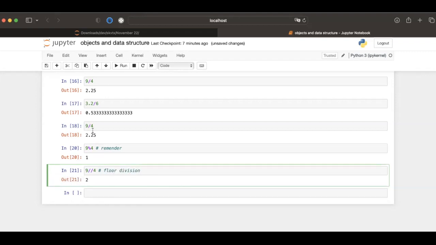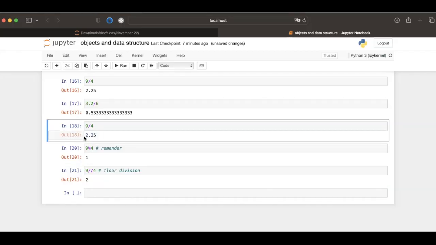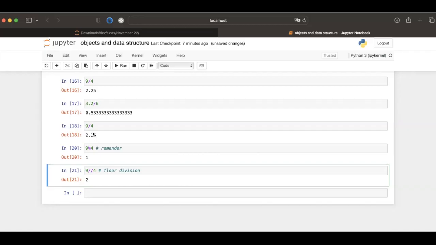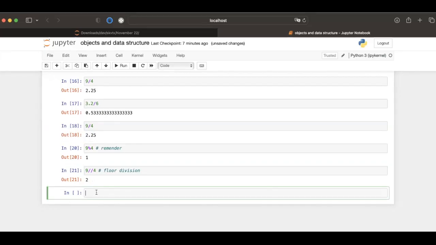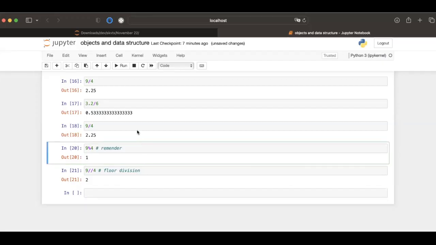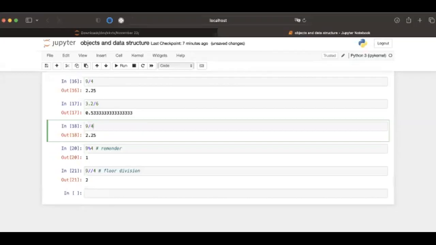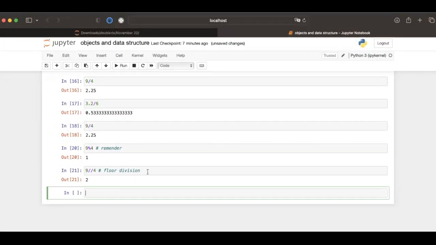If you divide, you will get 2.25, and if you take the floor value of 2.25, you will get 2. And if you take the ceil value of 2.25, you'll get 3. So these are the very basic things about numbers and arithmetic in the notebook. They're pretty basic things, and I hope you know them already from math.